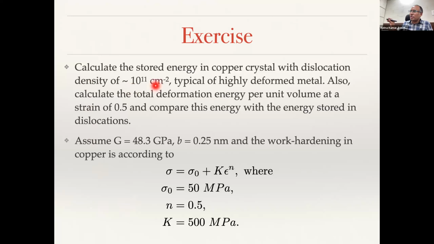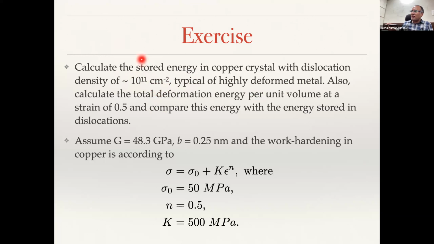That is why length per volume gives you per centimeter square. So you have 10 power 11 centimeters of dislocation per centimeter cube volume. That is what it means: 10 power 11 per centimeter square. This is typical for highly deformed metal.